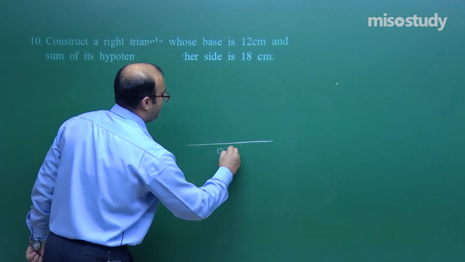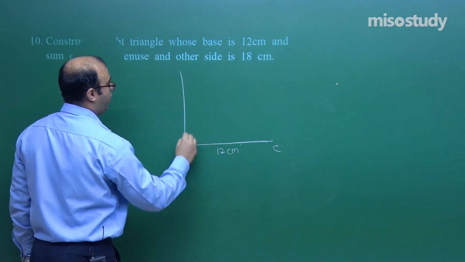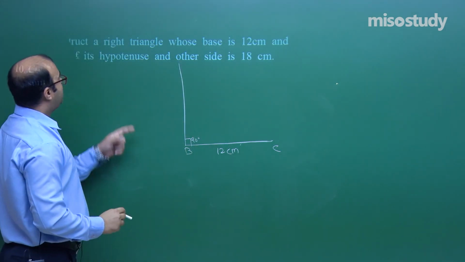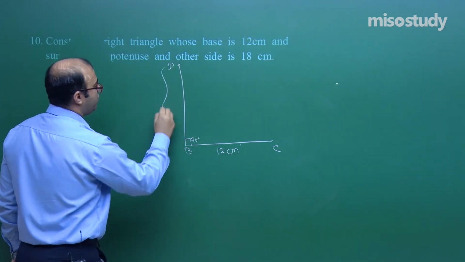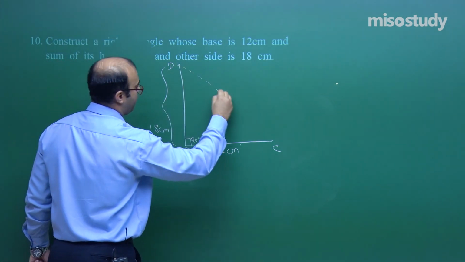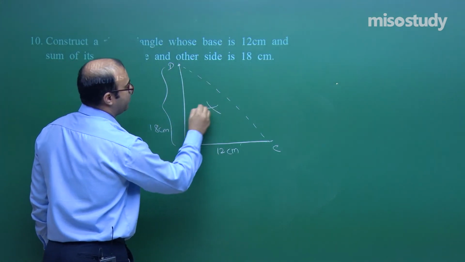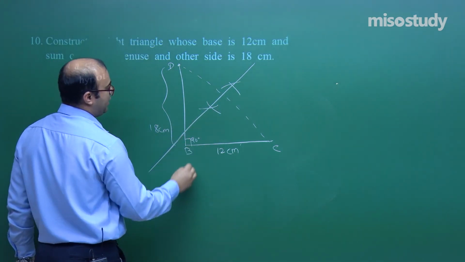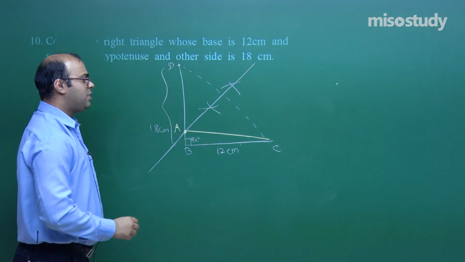We take a 12 centimeter length base BC, and then we take a right angle. So we draw 90 degree here. Let us suppose this 90 degree, and the hypotenuse plus other side is 18 centimeter. So we take a point here D which is 18 centimeter, let us suppose. What do we do next? We join D with C and we draw a perpendicular bisector of this line segment CD. We get a line something like this. This perpendicular bisector intersects BD at suppose A. We join it ABC. This is the required triangle.